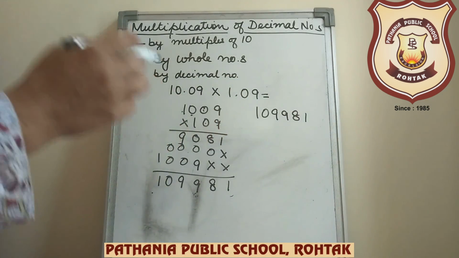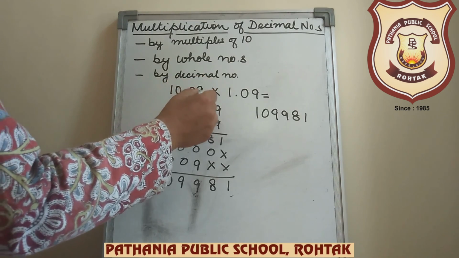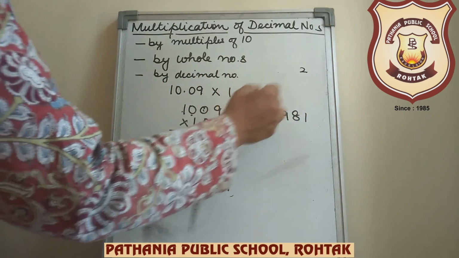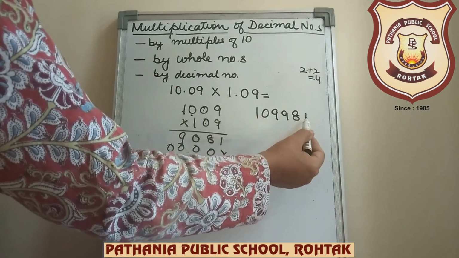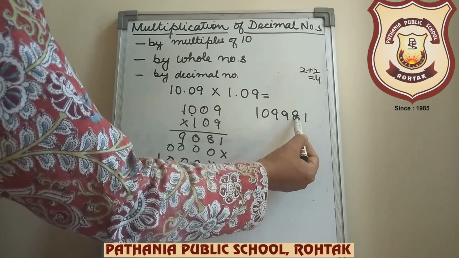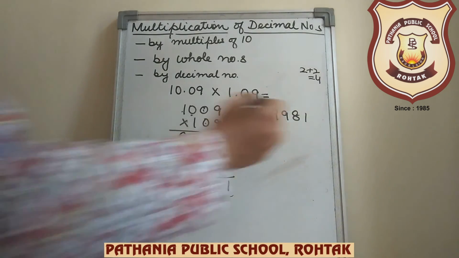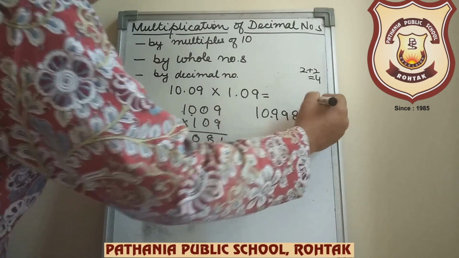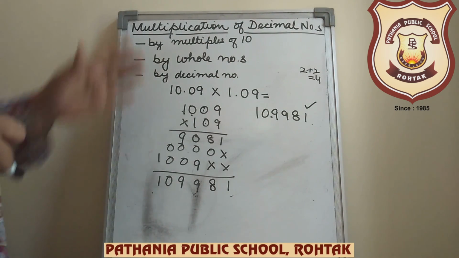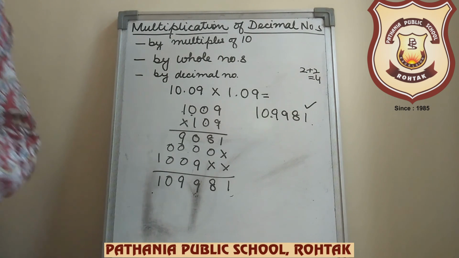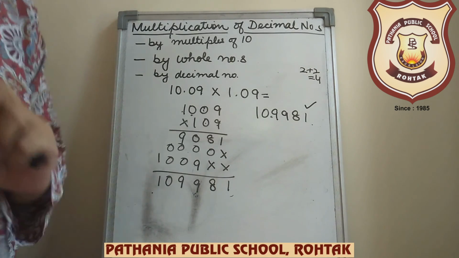I'll write it here. 109981. Now count how many digits there are after the decimal. 1, 2 in the first number and again 2 in the second number. So total are 4. From the ones place, 1, 2, 3, 4. Now you are going to put the decimal here. Every time you are going to start counting from your right hand side. Is it clear? So in this manner you are going to do the multiplication of decimal numbers, and that's all for today. Rest we'll take up next time.